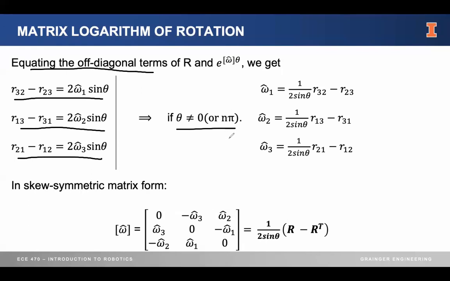Now if the angle theta is not equal to 0 or n pi, where n is some integer, we can solve for omega hat 1, omega hat 2 and omega hat 3 as shown on the right of the screen. If we represent this in skew symmetric matrix form, we get the matrix shown at the bottom of the screen, which equals 1 upon 2 sine theta multiplied by the difference of the rotation matrix and its transpose. The theta in the sine theta term, we'll calculate on the next slide.